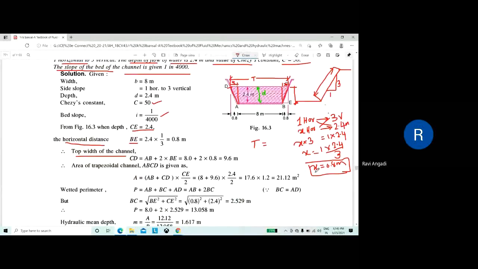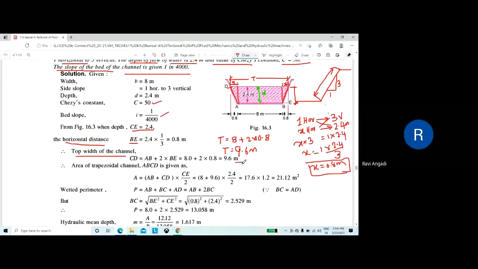Okay. So I have calculated the triangle base here. That is x equal to 0.8. Then you can easily calculate the top width of the trapezium section. Now tell me, what is the top width of the trapezium section? T equal to how much? 9.6. 8 plus 2 into 0.8. The answer is 9.6. Okay, I'm just cross verifying this.